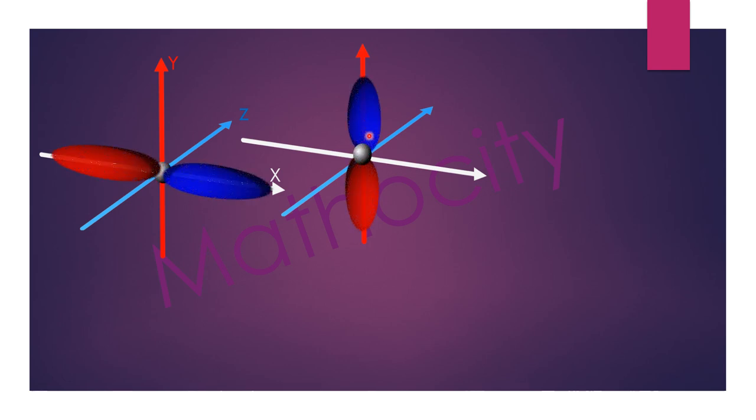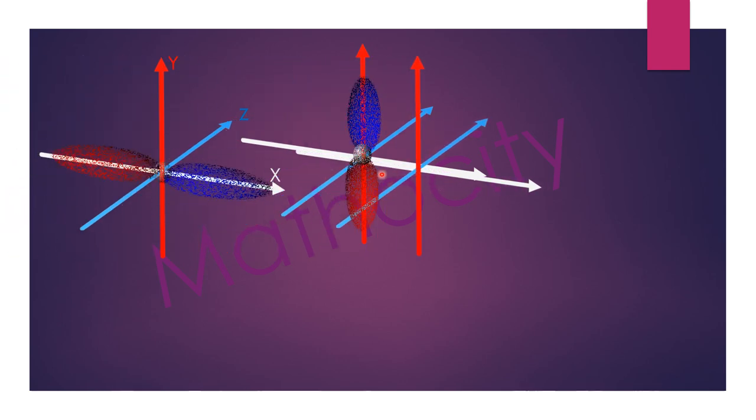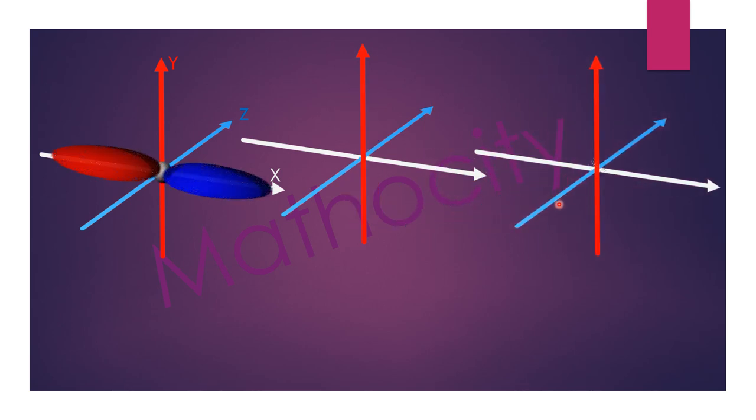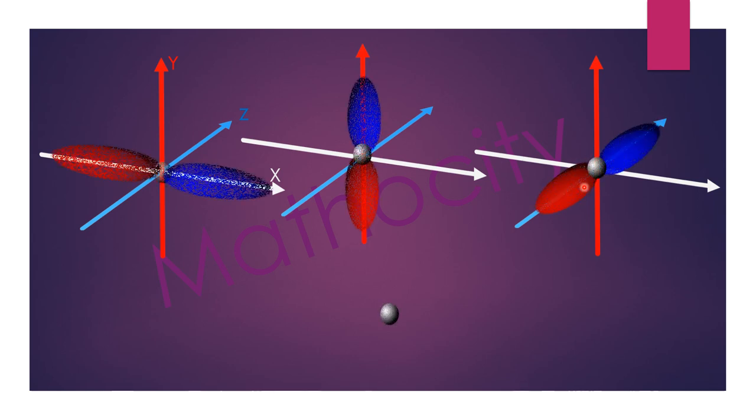Next, in the same manner, the electron cloud orients along the z-axis. Observe this animation. Here the electron cloud is exactly oriented around the nucleus on the z-axis. This is the pz orbital. All the p orbitals are dumbbell in shape. There are three degenerate p orbitals: px, py and pz, all dumbbell in shape.